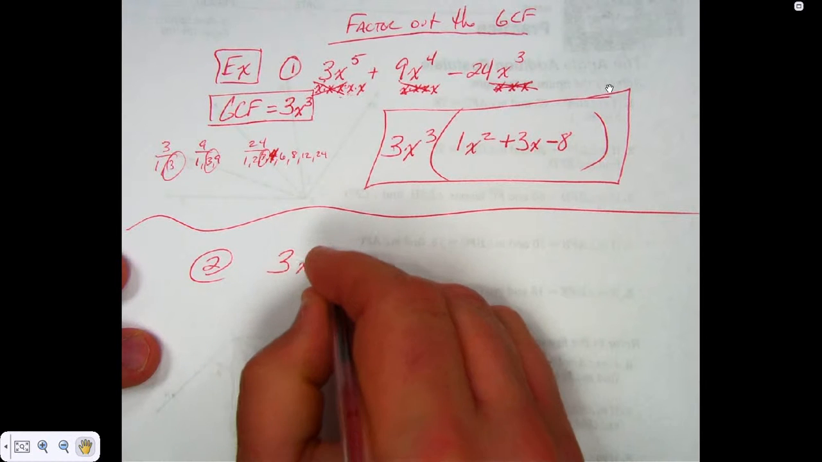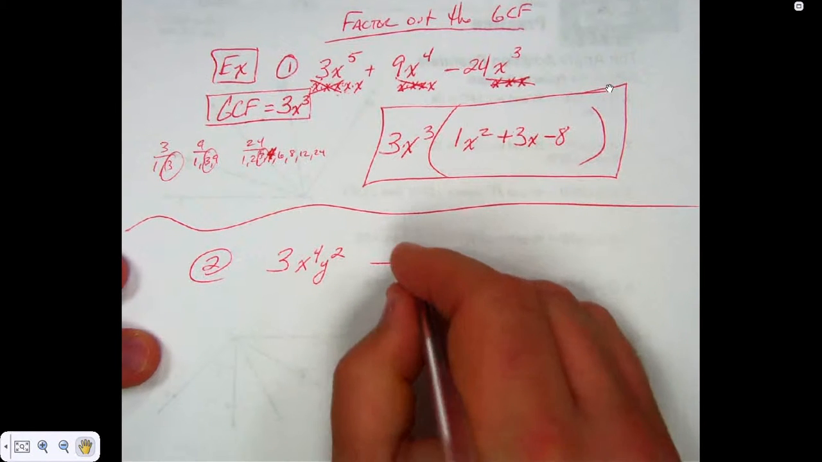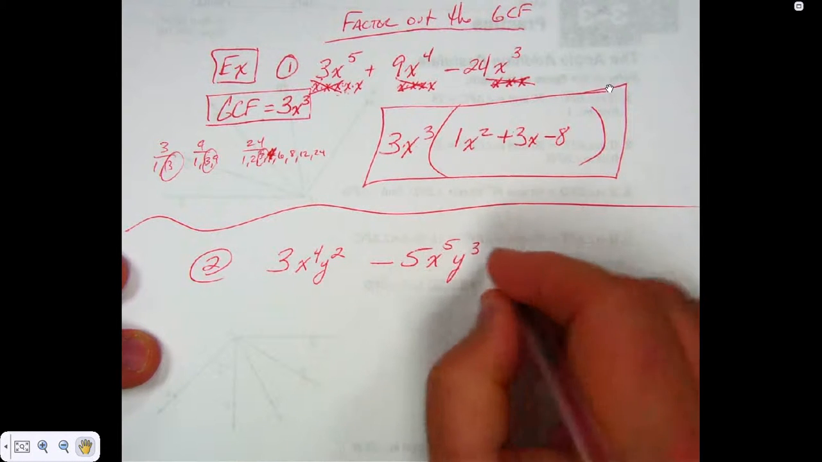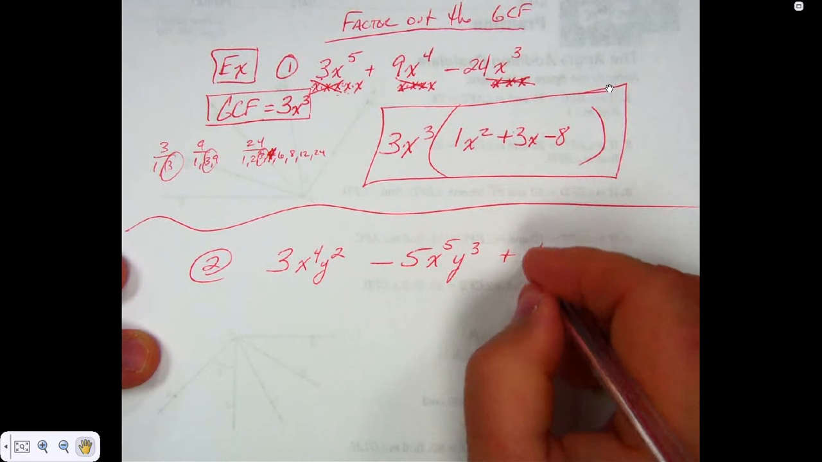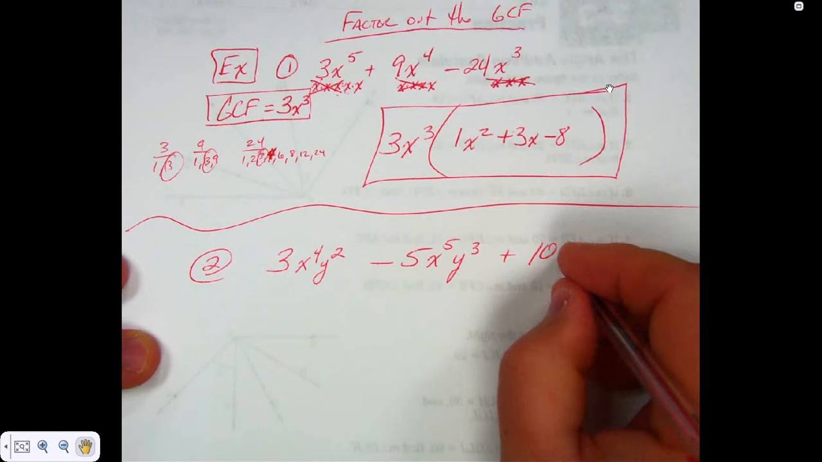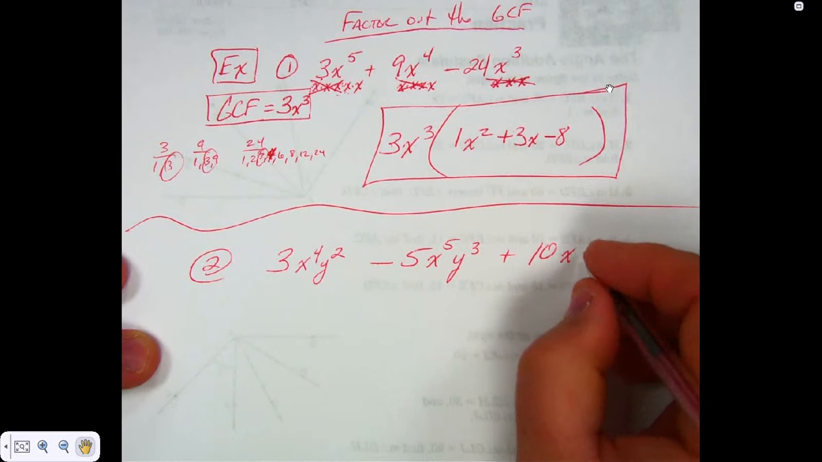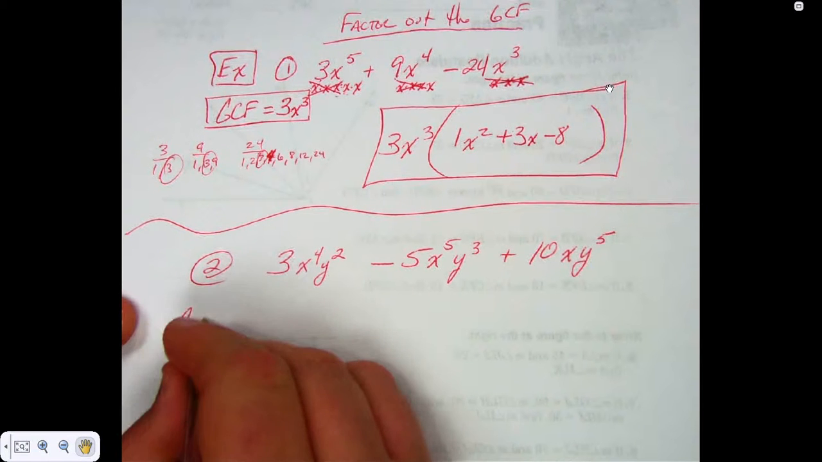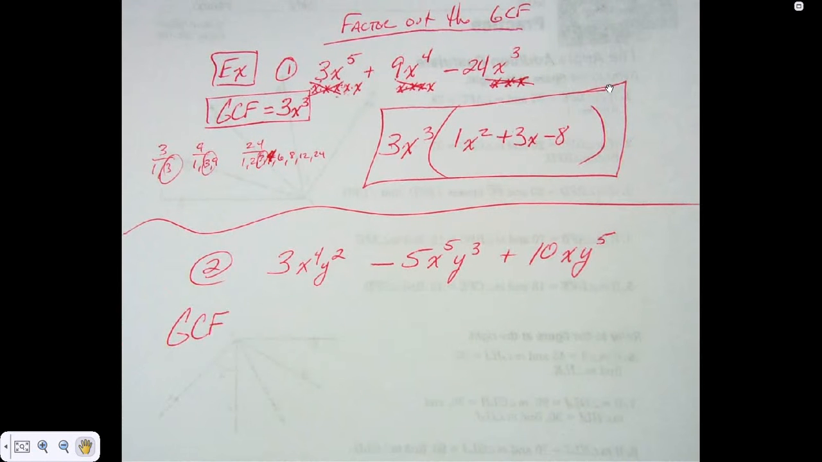3x to the 4th, y to the 2nd, minus 5x to the 5th, y to the 3rd, plus 10x y to the 5th. Does that look like a messy, ugly problem? Yes, it does. But piece by piece, it's not so bad. What's the first thing we gotta do? Factor out a what? GCF.